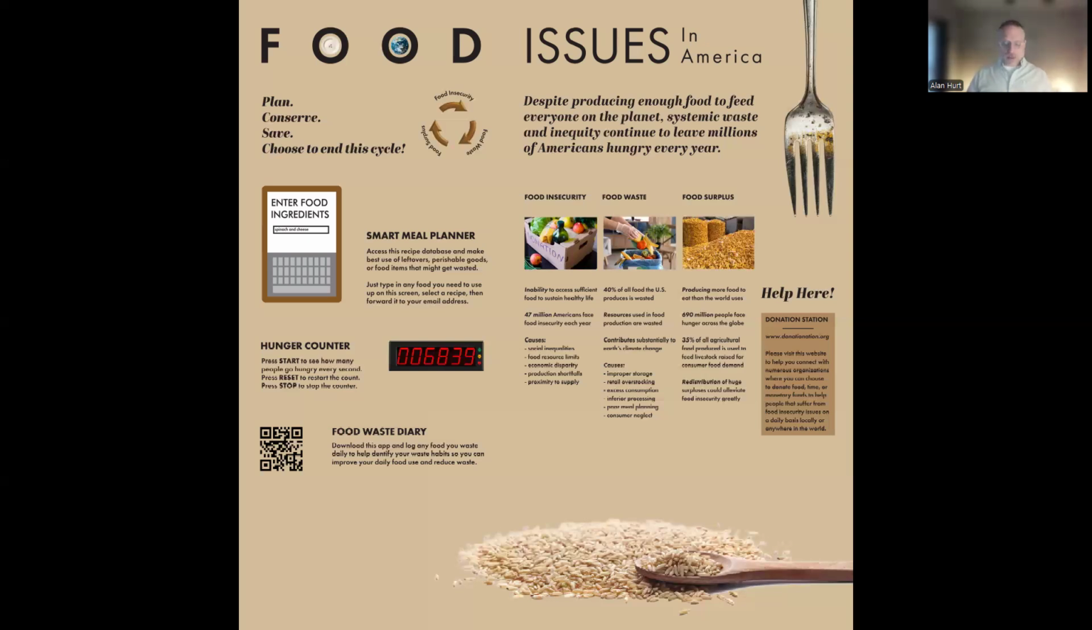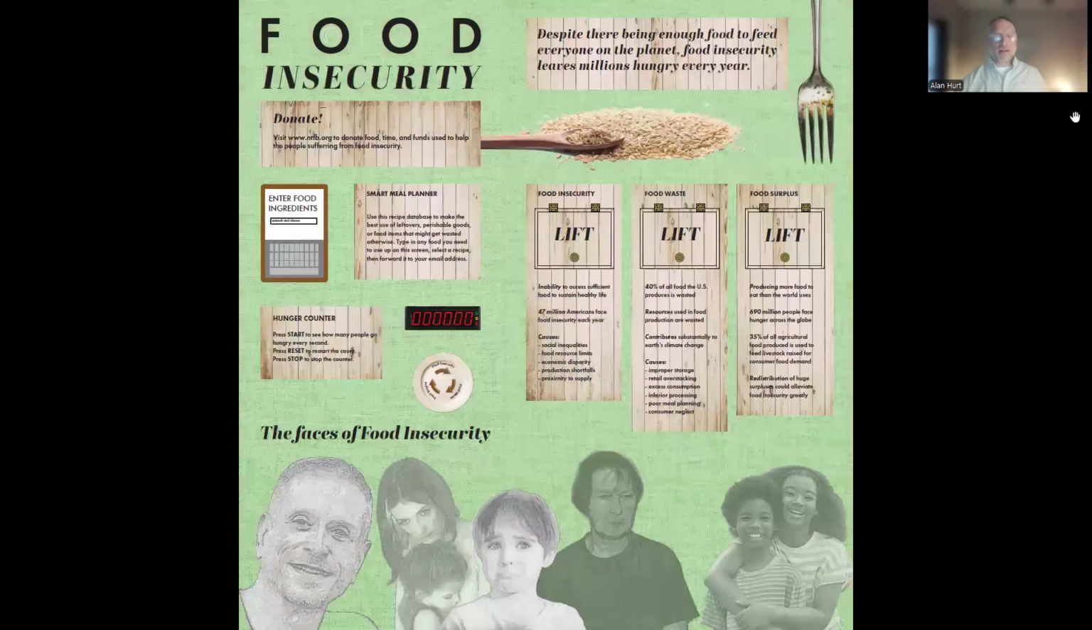Well, after several iterations, this is one of my earlier versions here, I decided to include my face in my exhibit. So here you'll see I've included my face at the bottom under the faces of food insecurity because I honestly am one of those faces. I don't make much money at Starbucks, and I rely on a food pantry as well as some of the food I receive at work to supplement what I spend on groceries.